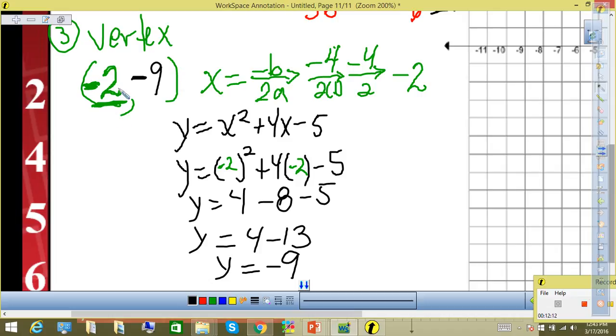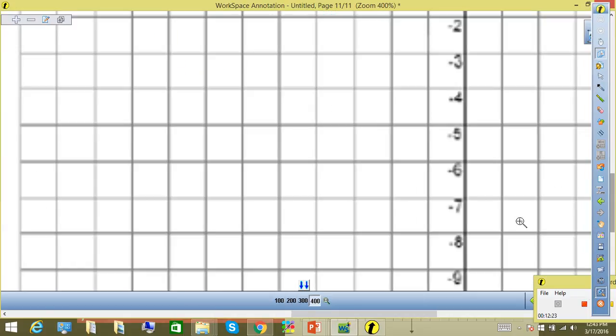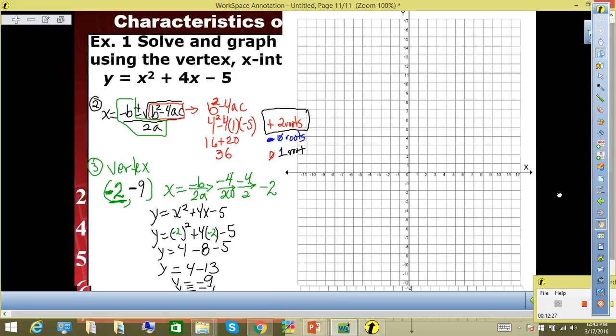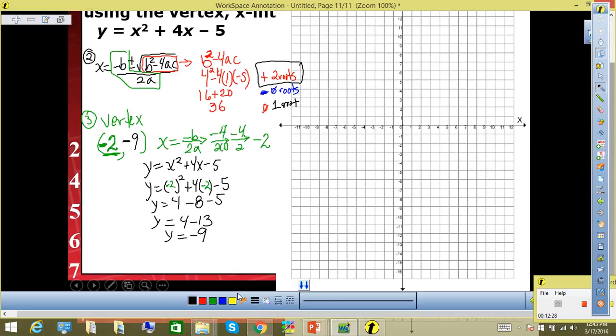Is that correct? So turn your paper over, go to the graph. Use one of the little graphs, and let's plot that vertex. I'm going to do that in green to keep things separate. So negative 2, negative 9 is down here. Plot your point. And on this side, I'm just going to write vertex, and draw an arrow pointing to that green point.